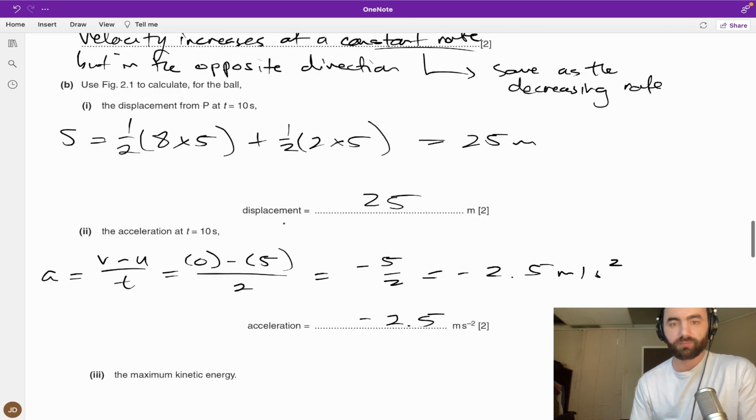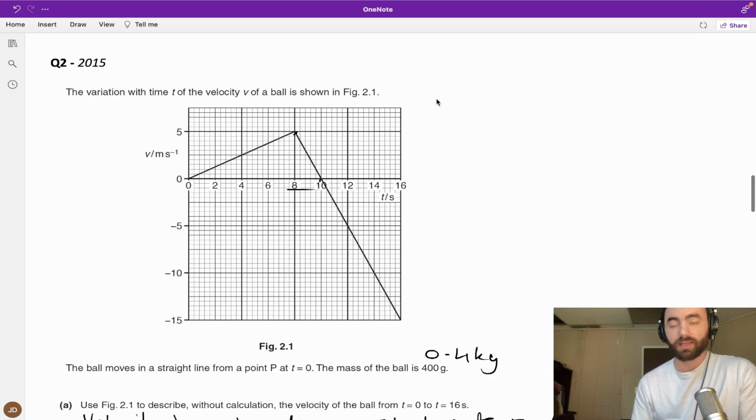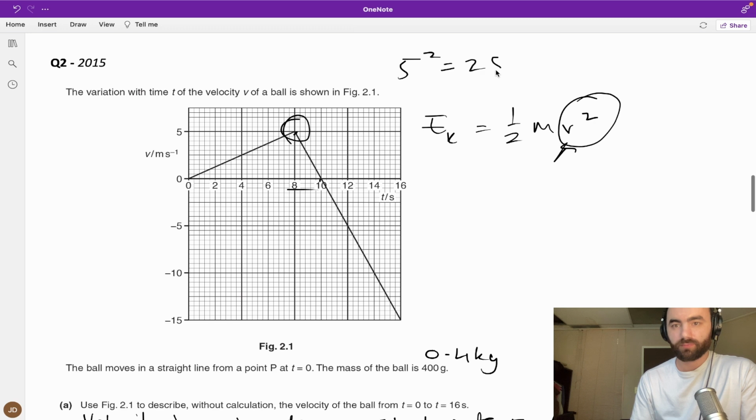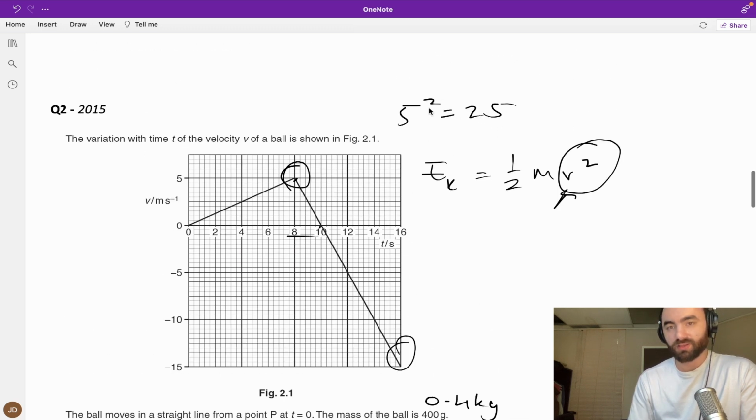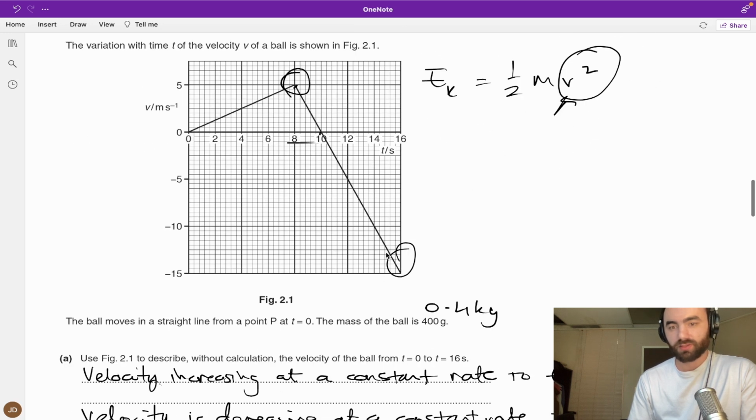Maximum kinetic energy. Well, where does the maximum kinetic energy occur? Well, EK is a half mv squared. Where is this v squared maximum? Well, it's not here. 5 squared is 25. It's here at minus 15, because minus 15 squared is going to be a positive number, which is going to be bigger than this. So because its velocity is the greatest here, its speed is the greatest. It's just acting in an opposite direction.